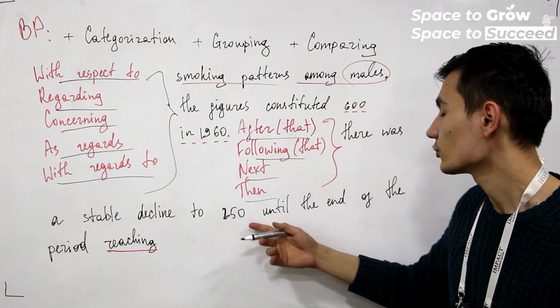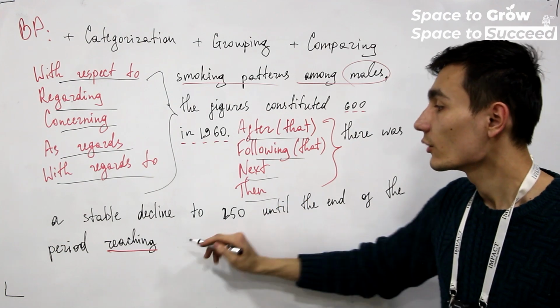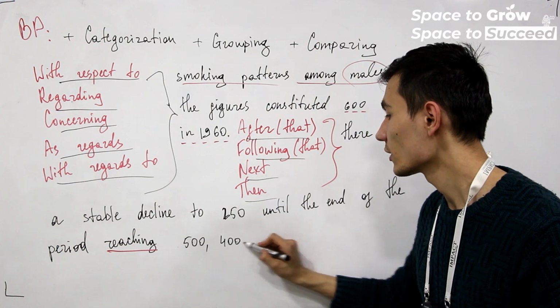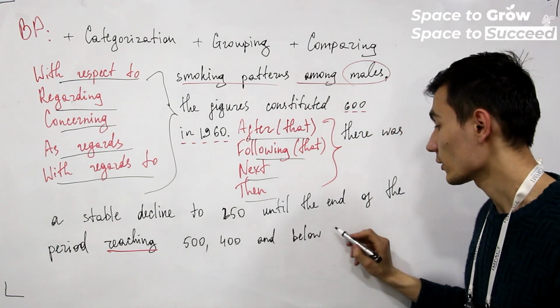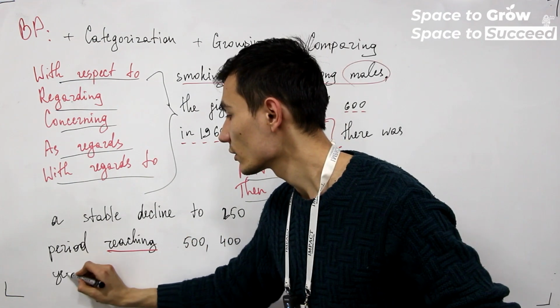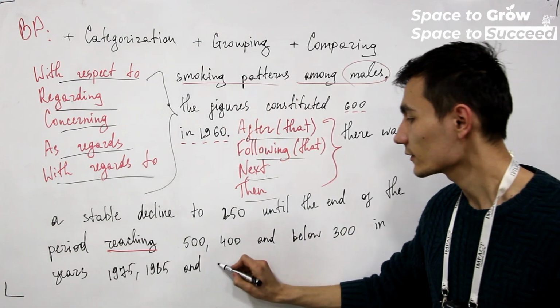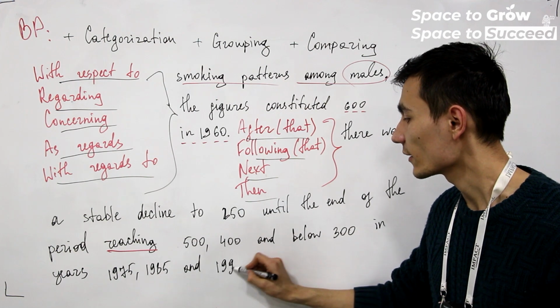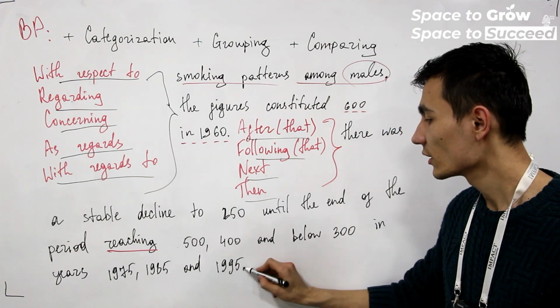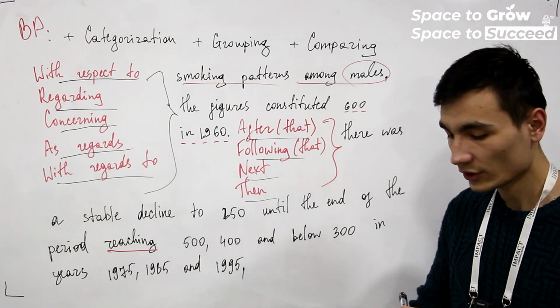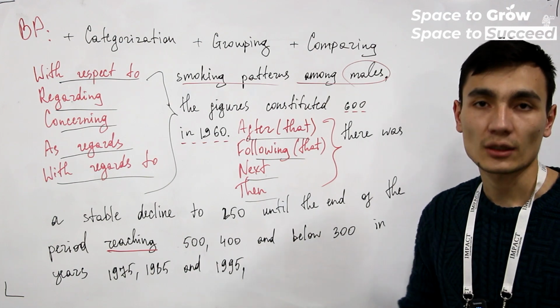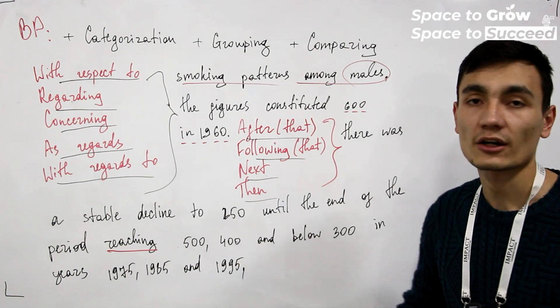It's a stable decline to 250 until the end of the period, reaching 500, 400, and below. So it's less than 300, below 300 in what period? Years 1975, 1985, and 1995. But we gave three numbers, 3 years. But how do they know that these numbers correspond to each other and they are in order?